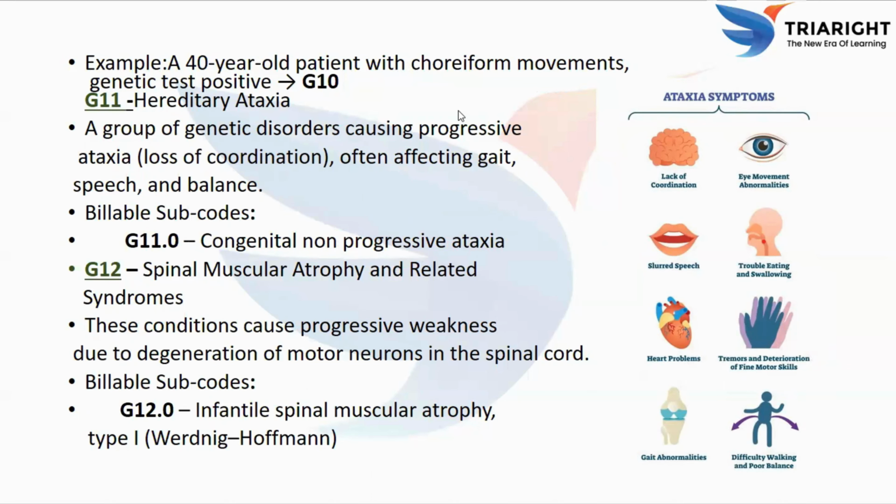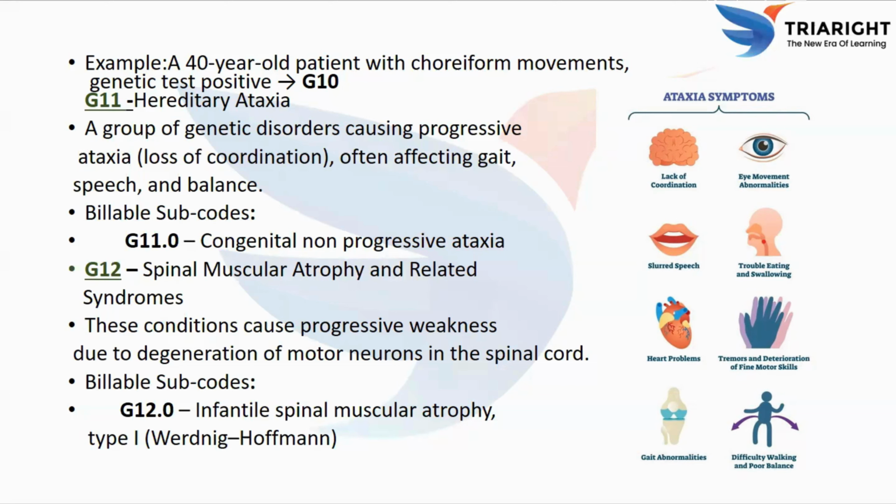So what do you mean by hereditary ataxia? Ataxia means loss of coordination. What do you mean by hereditary? Nothing but these are genetic disorders. So a genetic disorder where the brain and nervous system slowly loses the ability to control movement is called hereditary ataxia. So what gets affected by hereditary ataxia? It may be walking, balance, speech, eye movement, eating and swallowing.